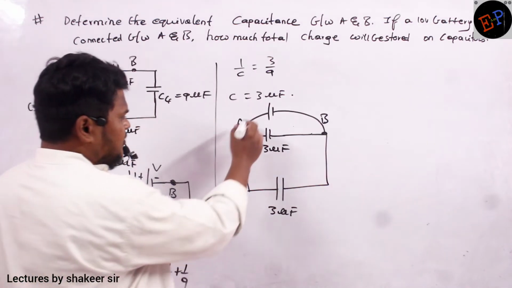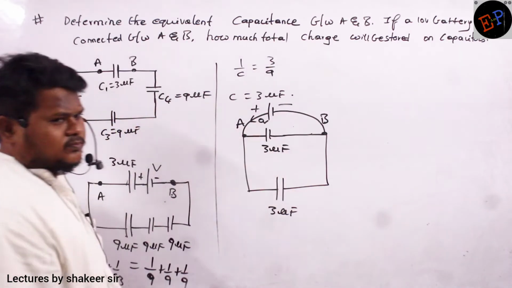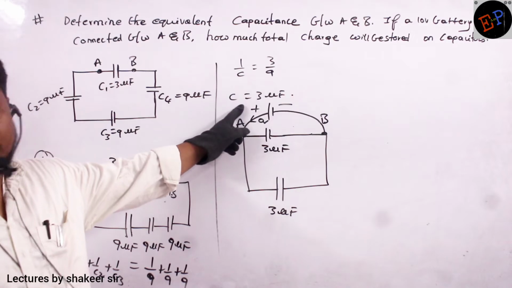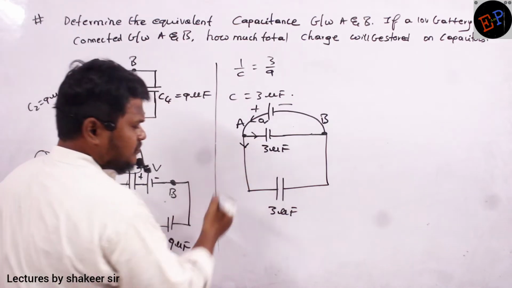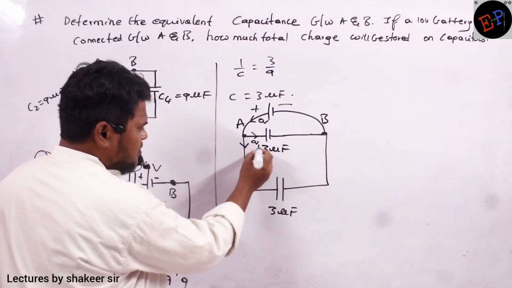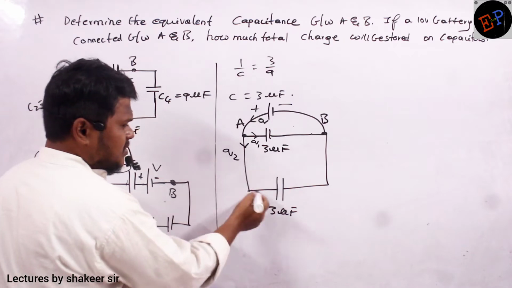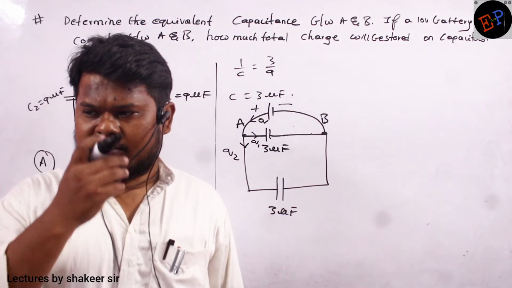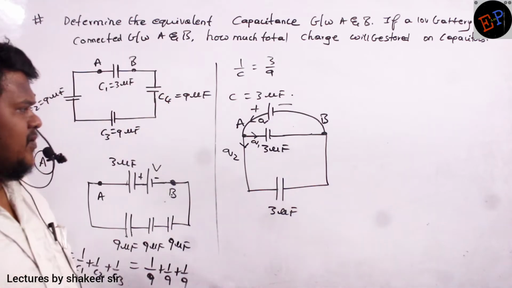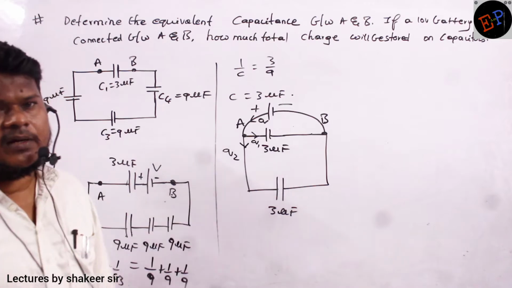Okay. Now if you see here, this battery will supply certain charge, no? This battery will supply certain charge. So that charge will be distributed in two branches. So Q1 amount of charge will flow through this one, and Q2 amount of charge will flow through this capacitor. If charges are getting distributed, is it series connection or parallel connection? Parallel connection. So that's why we are saying these two 3 microfarad capacitors are connected in parallel connection.